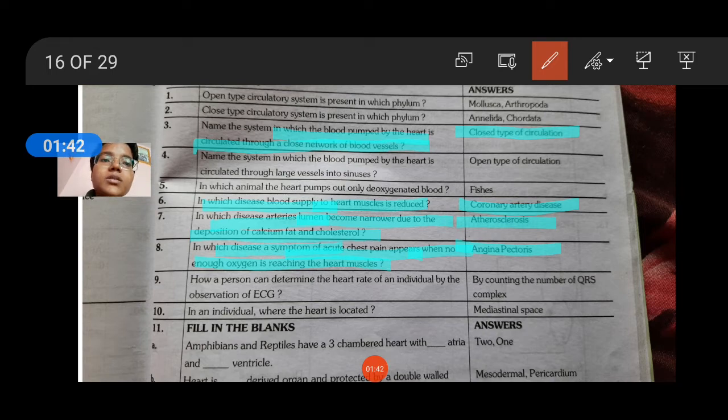How can a person determine the heart rate of an individual by observation of ECG? By counting the number of QRS complexes in an individual. Where is the heart located? In the mediastinal space.